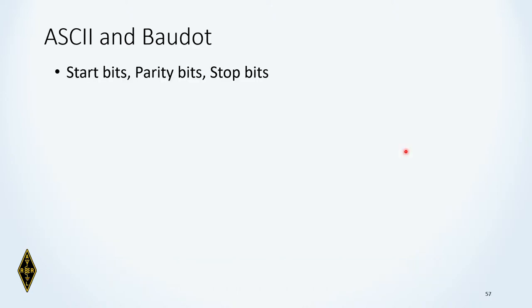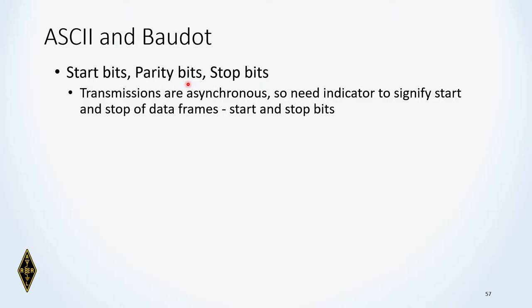So a little bit of difference between the two here. Both ASCII and Baudot have start bits, parity bits, and stop bits. Well, ASCII has parity bits. There is no parity with Baudot. And what parity is, I think I've got a slide that explains that in a bit, but it counts the number of bits that are there and then has the ability to set either a 1 or a 0, depending upon if it's an even or odd number of bits to help detect errors. Transmissions can come at any time, asynchronous. So they need an indicator to signify the start and stop. That's what the start and stop bits are for.